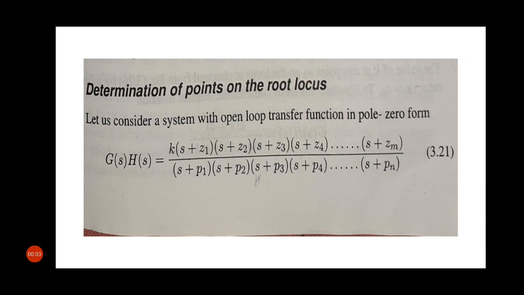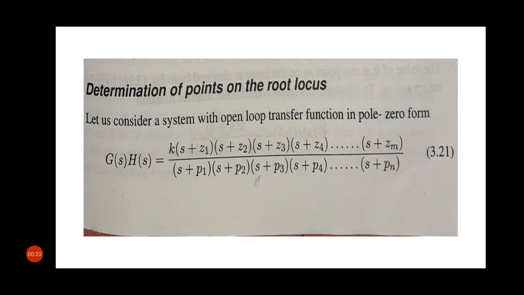Hello students, in this lecture I will discuss how we determine a point on the root locus. So the topic name is determination of points on the root locus. Let's start our discussion.